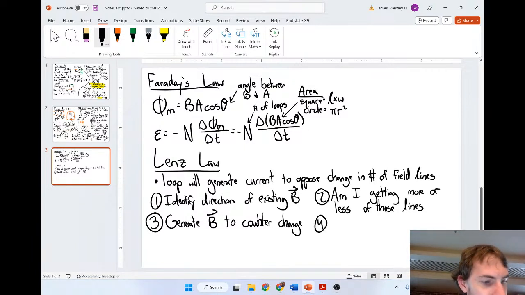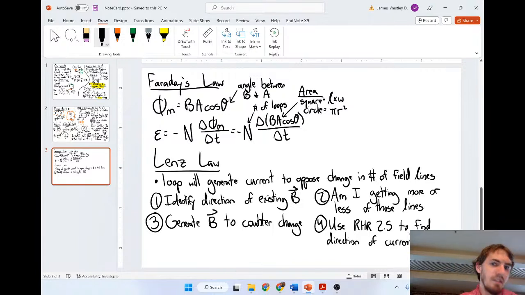Step 4, use right-hand rule 2.5 to find direction of current. Okay. Am I getting more field lines into the page? Less field lines into the page? More field lines out of the page? Less field lines out of the page? We'll have time at the end of class today to do a few examples. Once you get this down, in my opinion, this is one of the easiest things, but it's just making it click, visualizing a bunch of arrows. And visualizing, I'm getting more arrows. Oh, I'm getting less arrows. I want the opposite of that.